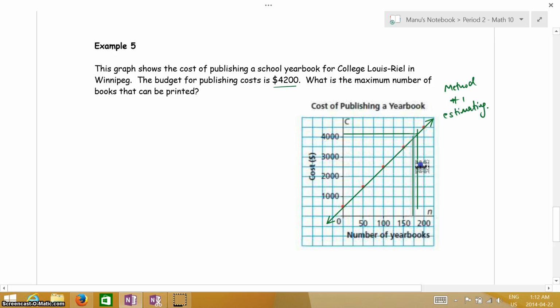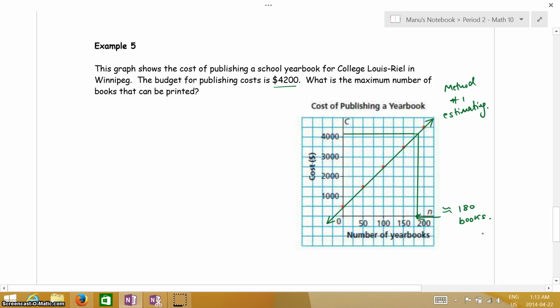It's a bit tricky to position this thing right here. So you end up with something that looks like this, right? So now when you compare this, you'll notice that when the cost is $4,200, the only way that's going to happen is if the number of books you have is approximately a value down here. If you can estimate that, you'll estimate that to be approximately 180 books.